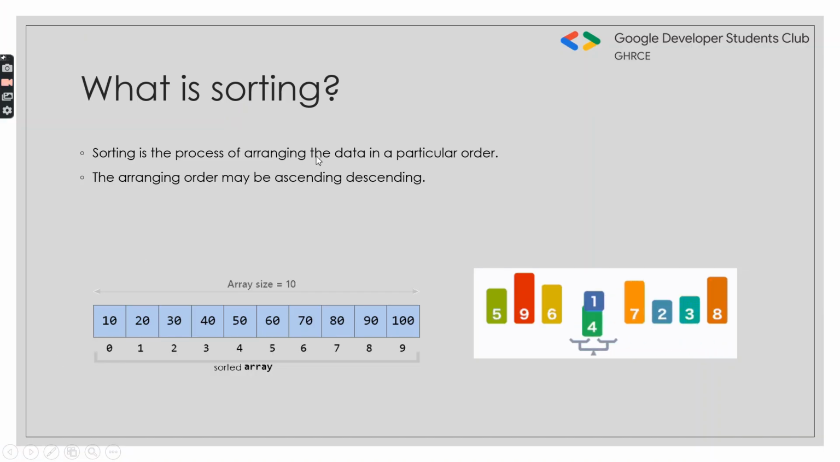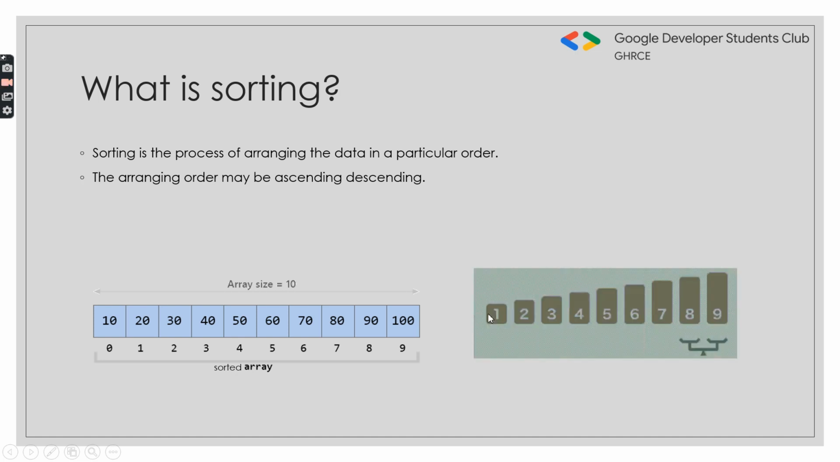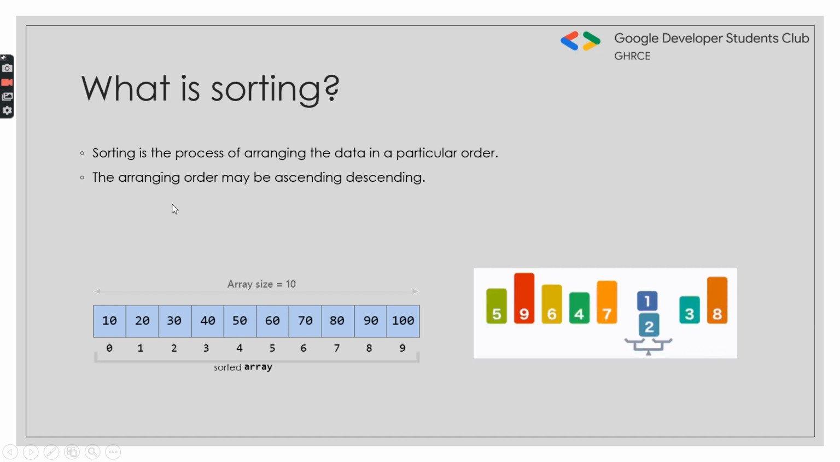Sorting is a process of arranging the data in a particular order. Means if you are given some numbers, like here in this GIF, you can see how the numbers are getting sorted in ascending order. First 1 2 3 4 5 6 7 8 9, like this. These numbers are getting sorted. So this is what sorting is. Sorting is nothing but arranging elements in some particular fashion. It may be ascending order or descending order.